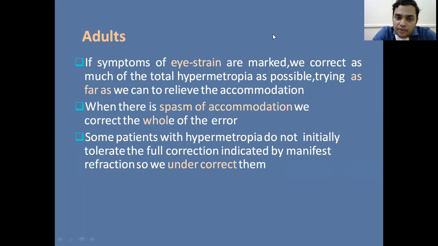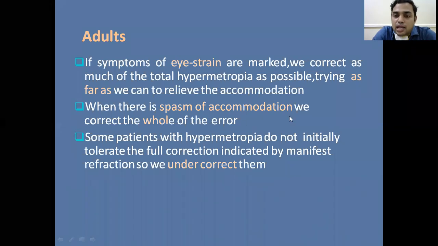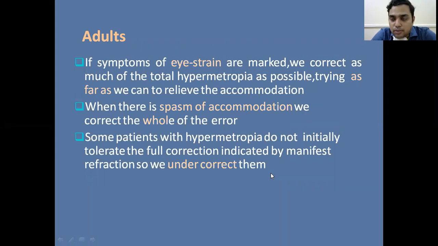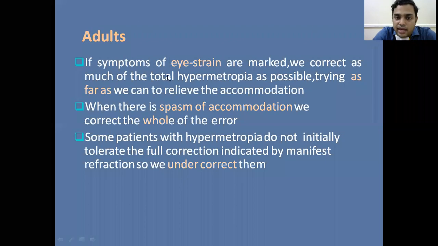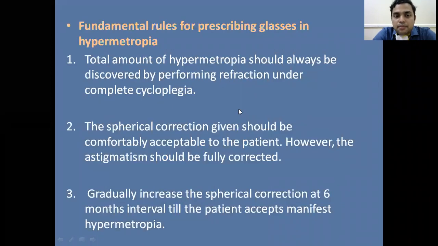If the patient is not having any eye strain, and if there is no spasm of accommodation, in such patients, in the first sitting, we have to undercorrect the refractive error, because if you overcorrect the refractive error, the patients will not tolerate it. They may have eye strain. So in such patients, we have to undercorrect the hypermetropic refractive error, except in cases of eye strain and a spasm of accommodation.